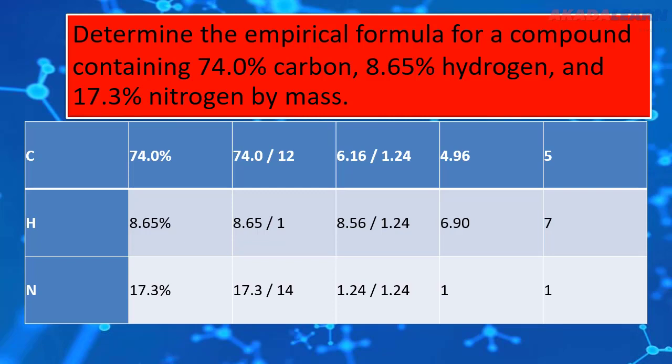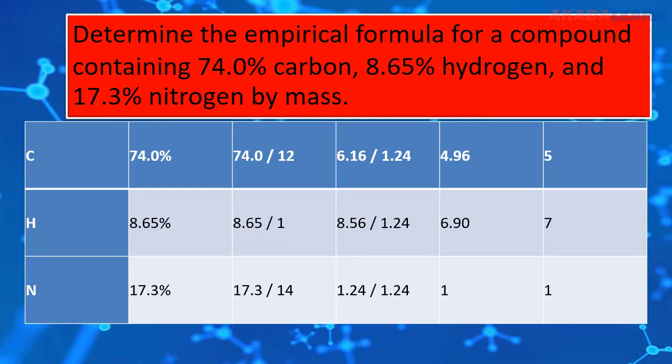Carbon, we have been told, has 74%. Hydrogen, 8.65%. Nitrogen, 17.3%. Now, to the next column. We divide by their respective masses. Carbon is 12, so we say 74.0 divided by 12. Hydrogen is 1, so 8.65 divided by 1. Nitrogen is 14, so 17.3 divided by 14.